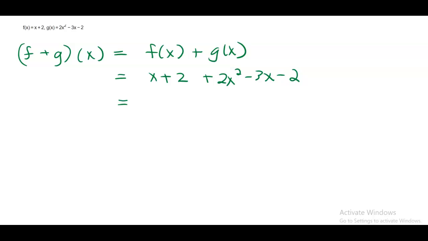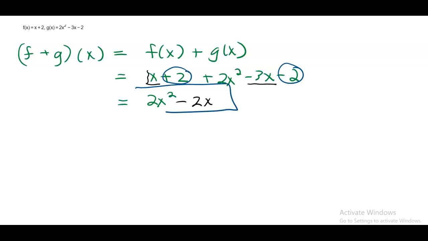There's nothing to combine with the 2x squared term, so we'll simply bring it down, rewrite it. But we do have a positive x minus 3x that we want to combine. So the invisible coefficient of this x term is a 1. 1 minus 3 is negative 2. So we have negative 2x once we combine those like terms. And lastly, we have a positive 2 and a negative 2 that will cancel out. So our final answer for adding f and g would be 2x squared minus 2x.